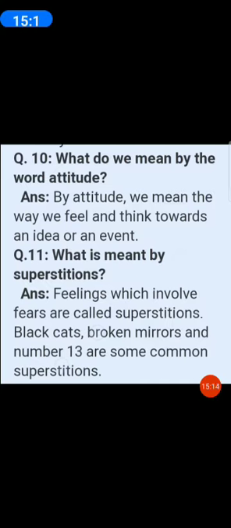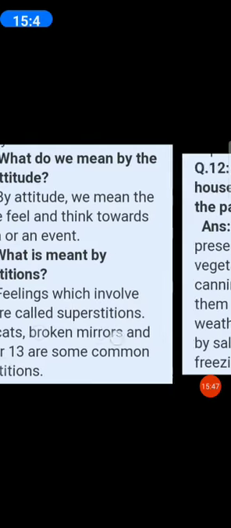Number 11. What is meant by superstitions? Feelings which involve fears are called superstitions. Means all those feelings which involve baseless fears or any type of fears for which there is no solid reasoning. So these feelings are called superstitions. Black cats, broken mirrors, and the number 13 are some common superstitions.